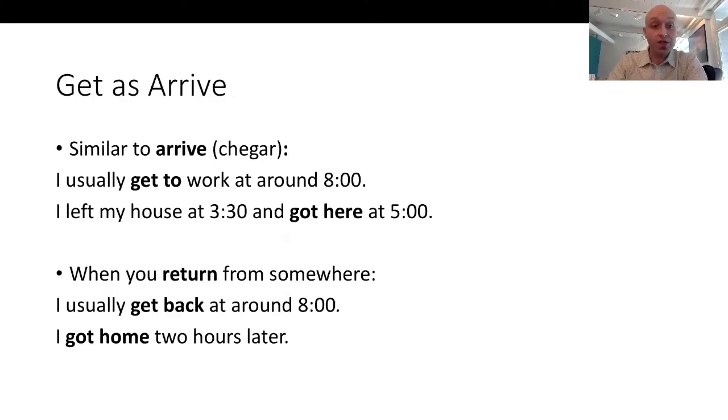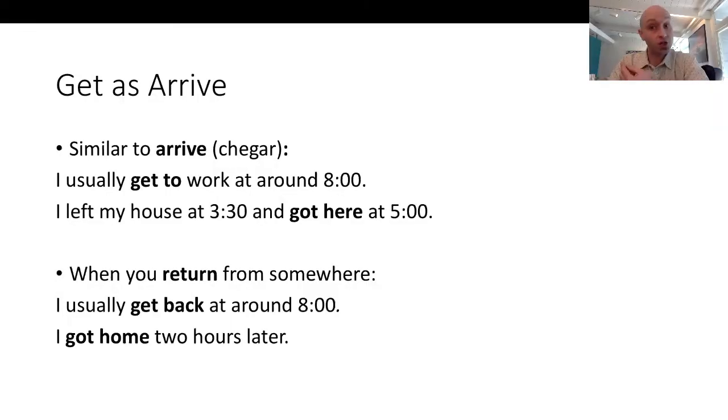Também a gente usa para chegar, tá? A gente usa muito para chegar. Sim, pode falar I arrive at work at 9 o'clock, mas isso é quase uma proclamação. E é estranho, cara. Você não quer falar assim, I arrive at work. You get to work. I usually get to work at around 8 o'clock. Geralmente eu chego ao trabalho às 8 horas, mas a gente é muito comum falar get to.